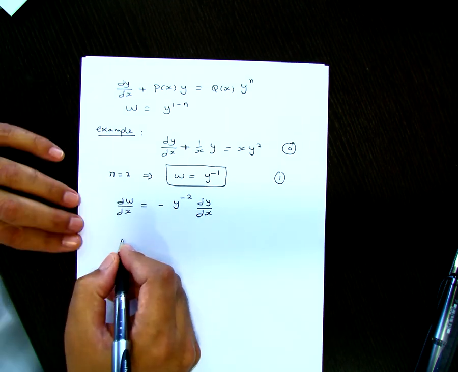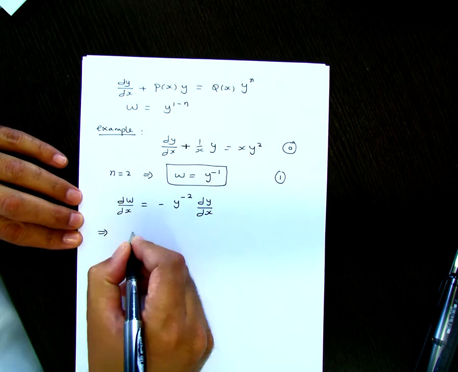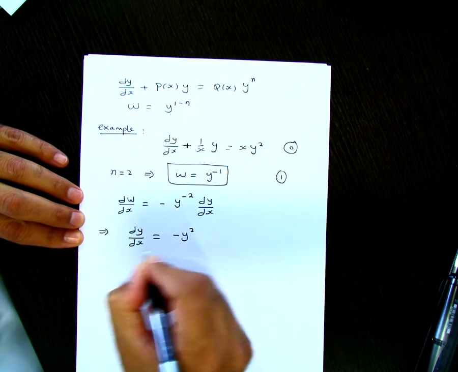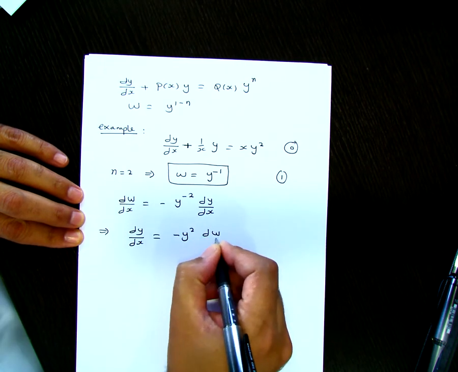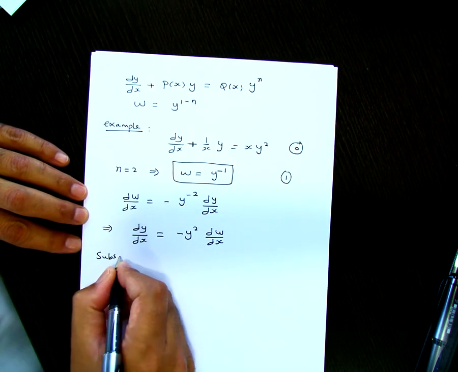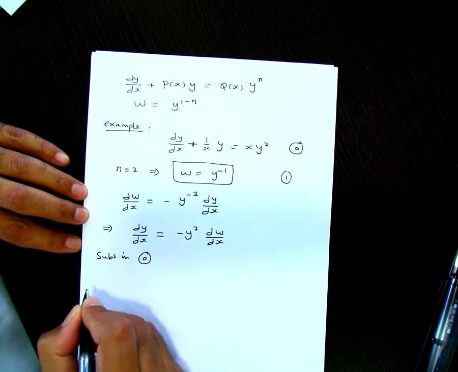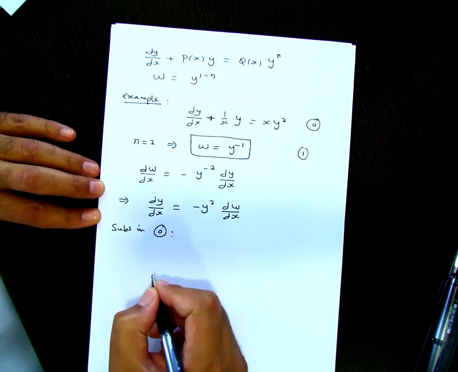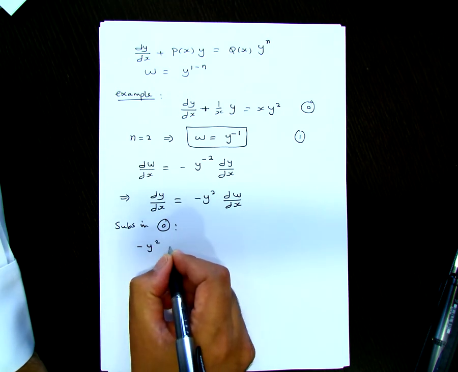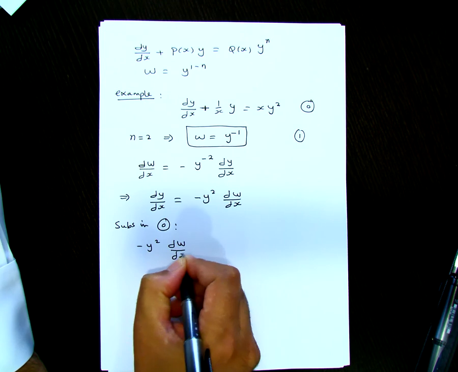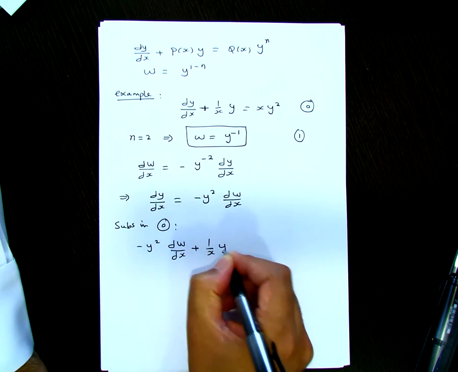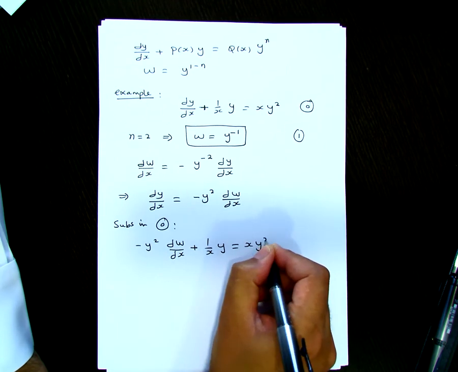If we solve for dy/dx here, I will have dy/dx equal to minus y squared times dw/dx, and now substitute in equation 0. That will give us minus y squared dw/dx plus 1 over x times y equal to x times y squared.